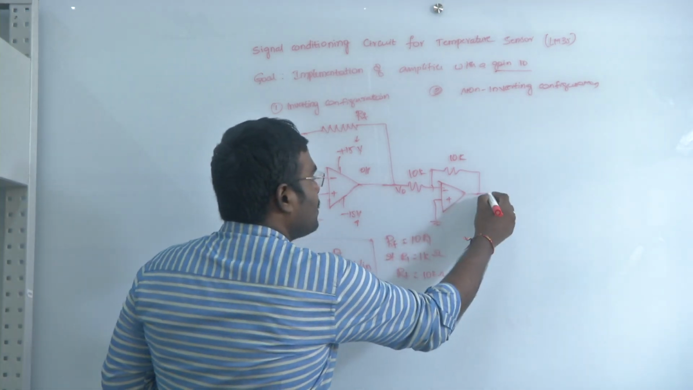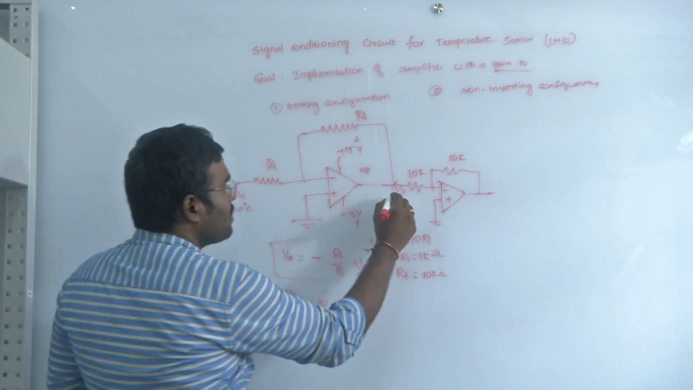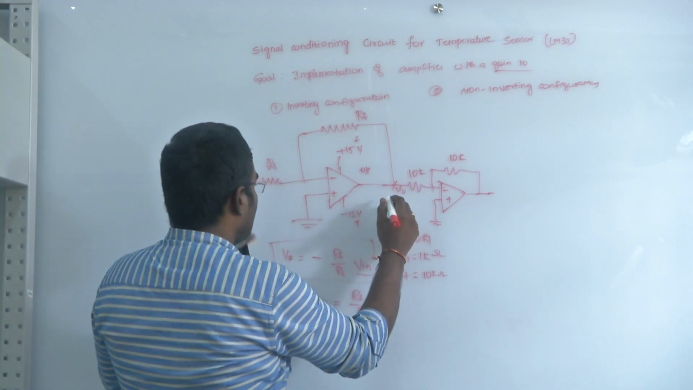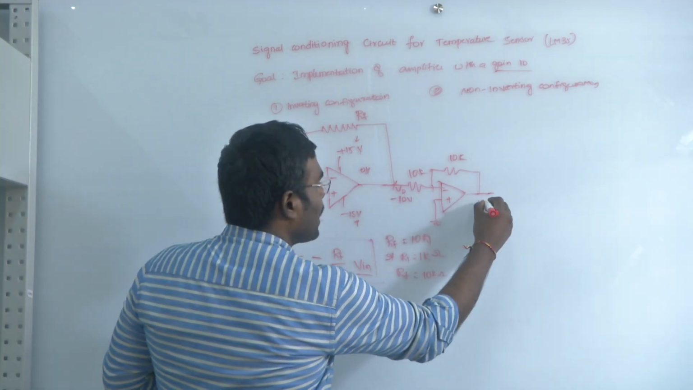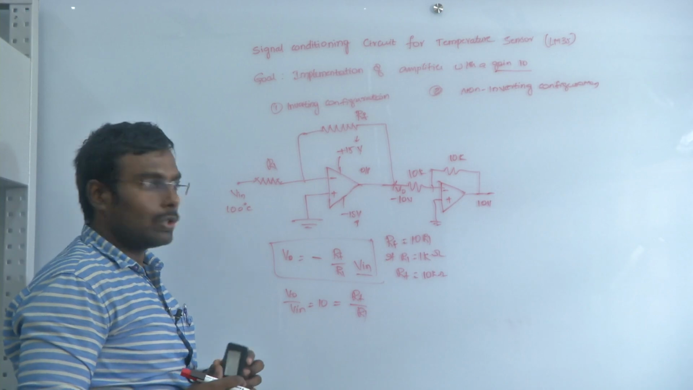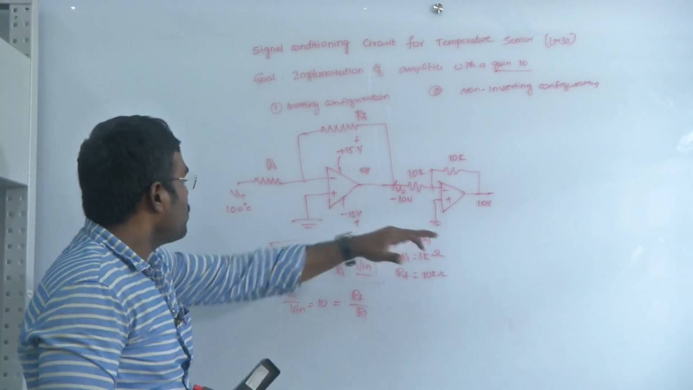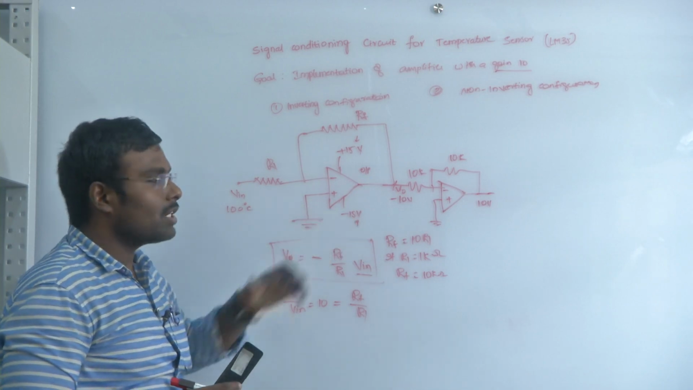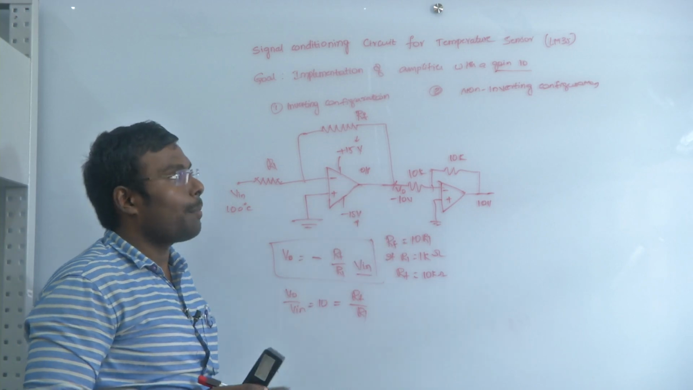So, as a result, if for 100 degrees centigrade this is giving minus 10 volts, here we will get an output of 10 volts. So, we could achieve 10 volts for 100 degrees, but this is by using the inverting operational amplifier configuration. So, we will be using 2 operational amplifiers.